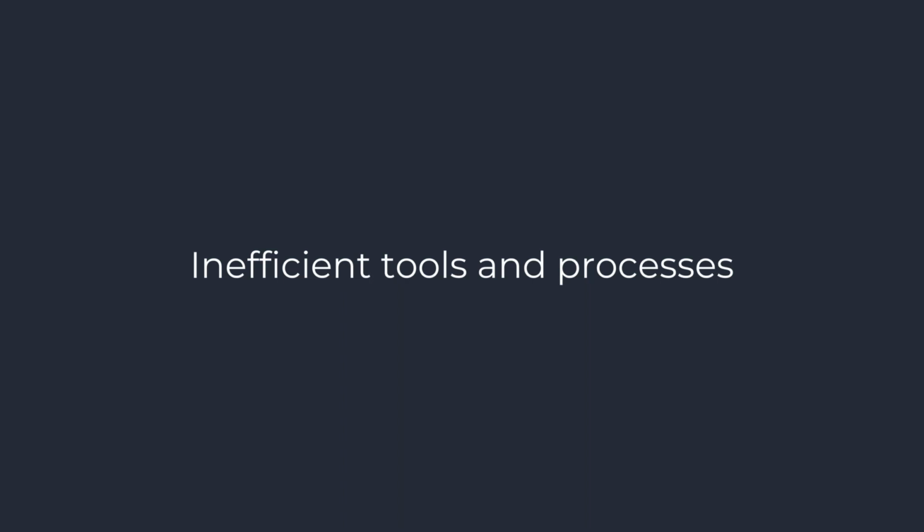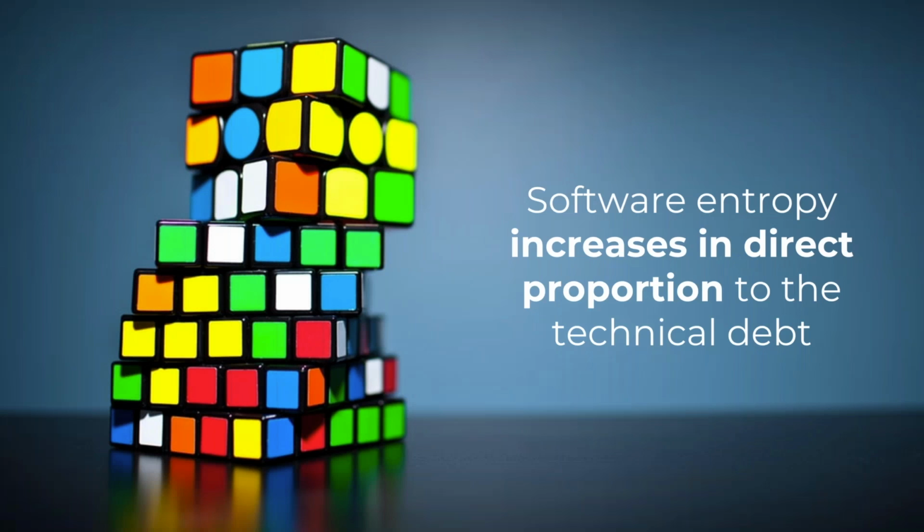And sometimes we also have inefficient tools and processes. This is what I'm going to be sharing about in a few minutes. That being said, software entropy increases in direct proportion to the technical debt. The more changes we put in our code, the more chances that we'll have technical debt as well. But we can manage it using good tools and good processes.